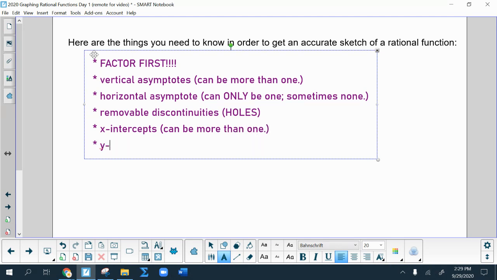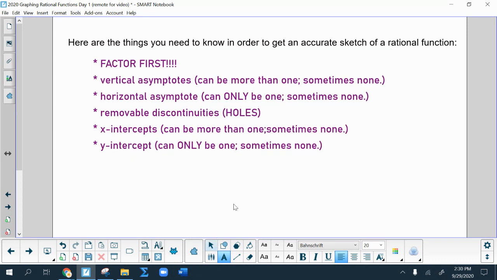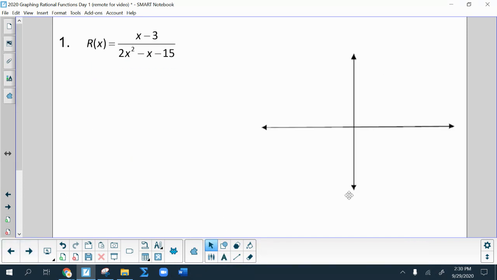And you want to find the y-intercept. There can only be one of these, sometimes none. And I should probably add that there doesn't have to be a vertical. There can be more than one, but sometimes none. And the same thing here, there can be more than one, but sometimes none. Just depends on the problem. But the main thing to remember about that stuff is there's only ever one y-intercept. Can't have two. And the same thing with the horizontal asymptote. There will only be one if there are any at all. Okay, so let's go ahead and get started on our first problem.